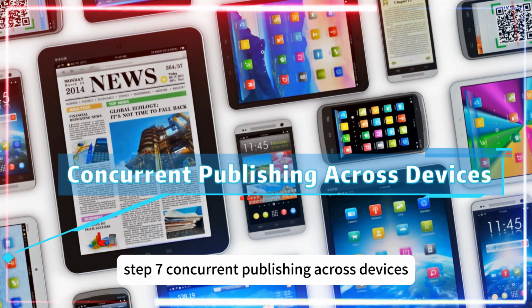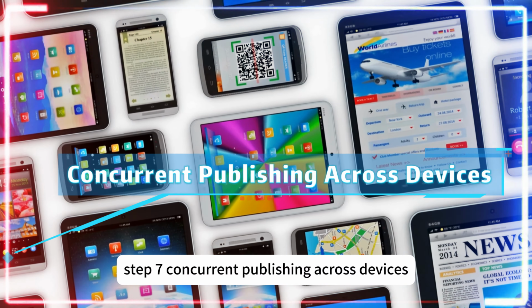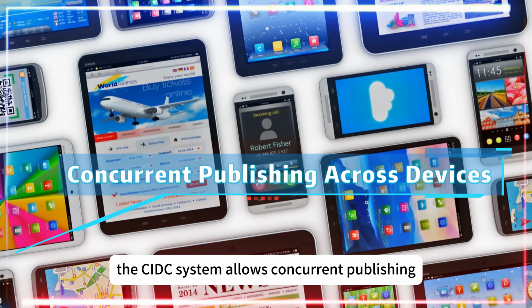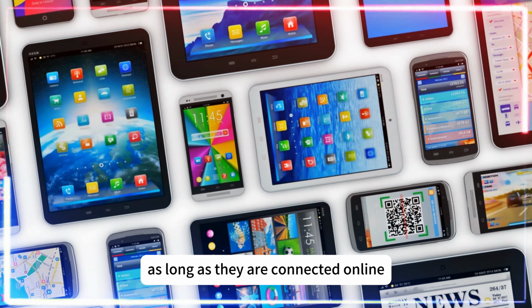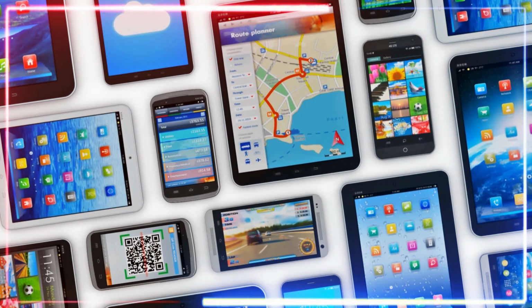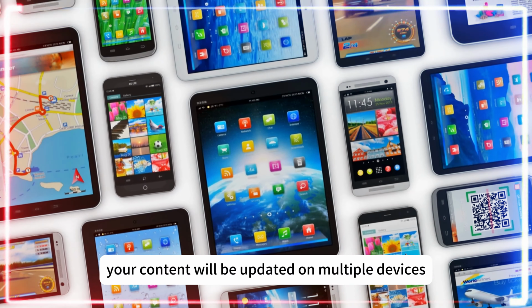Step 7. Concurrent publishing across devices. The CIDC system allows concurrent publishing to all your devices as long as they are connected online. Your content will be updated on multiple devices simultaneously.